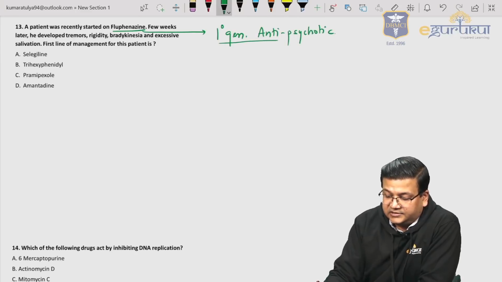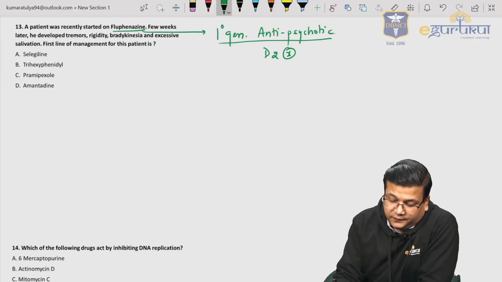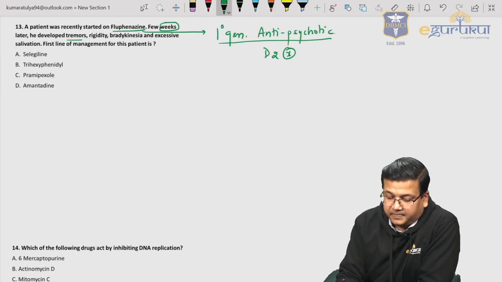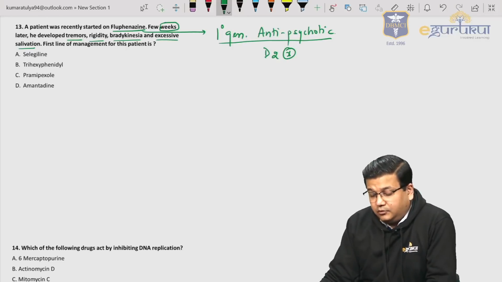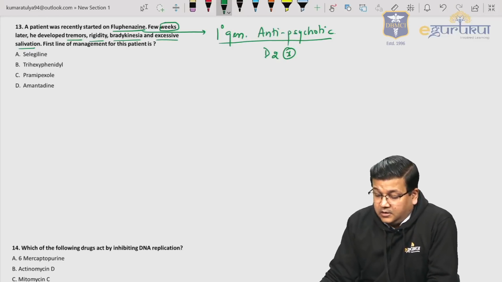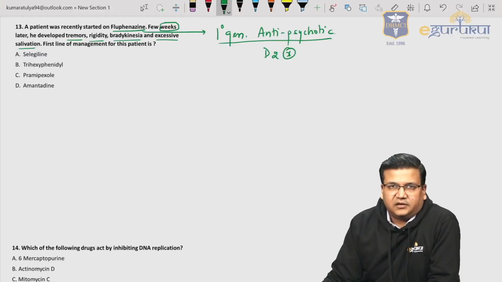First generation antipsychotics are simply D2 blocker drugs. Fluphenazine. Few weeks later, he developed tremor, rigidity, bradykinesia and excessive salivation. First line of management? Before going to management, we should know what problem has occurred. So this is also a very important topic based question, and that is extrapyramidal side effects of antipsychotics.